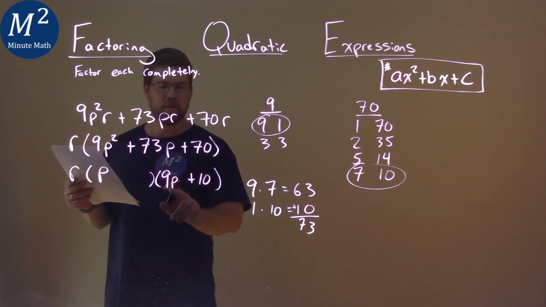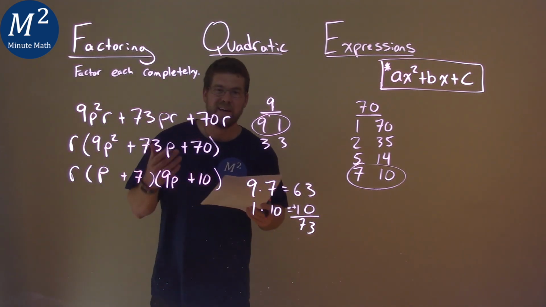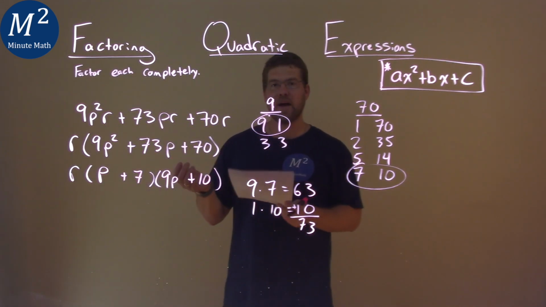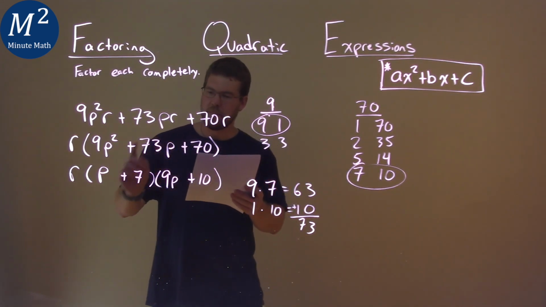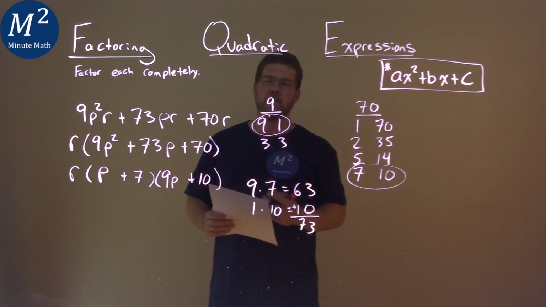And 9 got multiplied by the 7, so make sure 7's in the first parenthesis. And that's it. We actually have our answer in factored form: r times (p plus 7) times (9p plus 10). And again, that's our final answer.